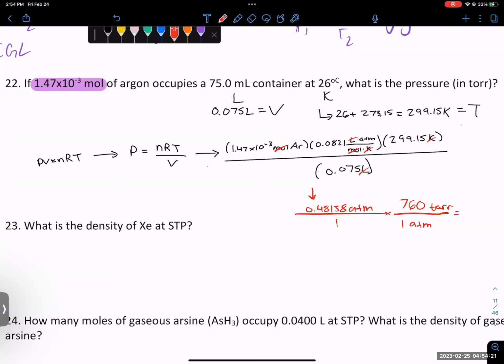Millimeters of mercury. Exactly. So after plugging this into our calculator, we get 365, and should be 366, so 365.8, which goes to 366 torr.